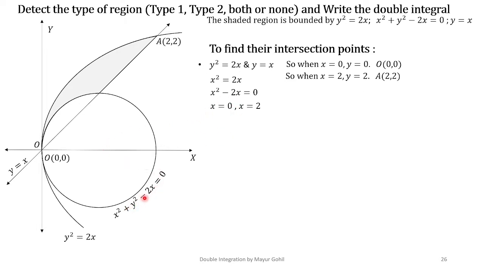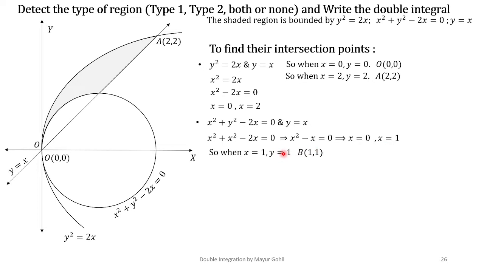And now we go for finding the intersection point when x square plus y square minus 2x equals to 0, and the straight line intersect. So again, on similar lines, you put y equals to x. You get a quadratic x square minus x equals to 0. Again, you get 2 points, x equals to 0 and x equals to 1. For x equals to 0, you will get again the origin O 0, 0. But when x is equals to 1, you get y equals to 1, and so you get a new point B 1, 1. Put it up on the diagram.